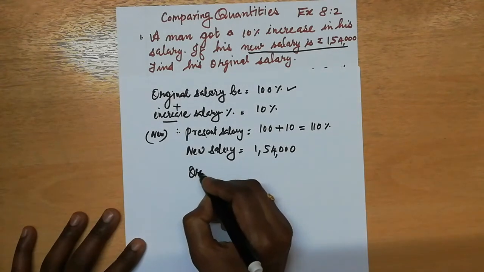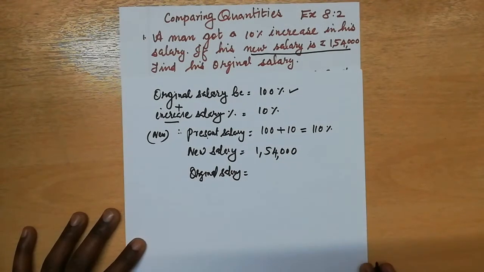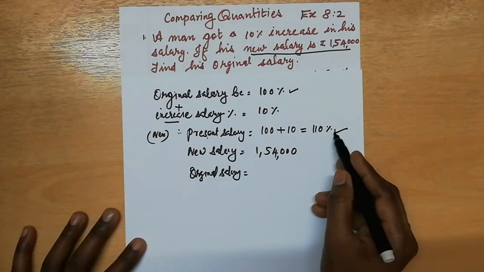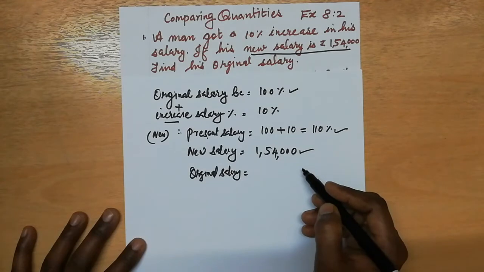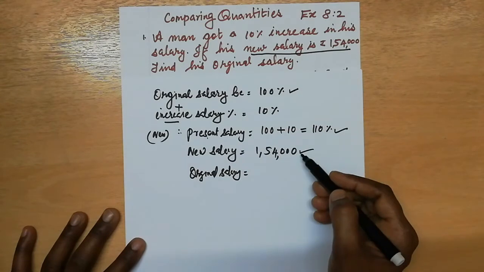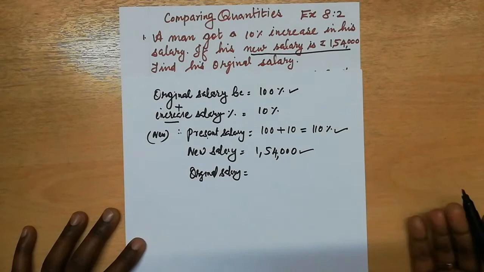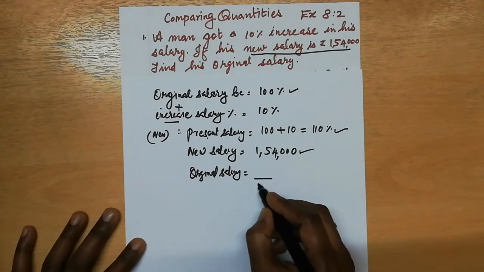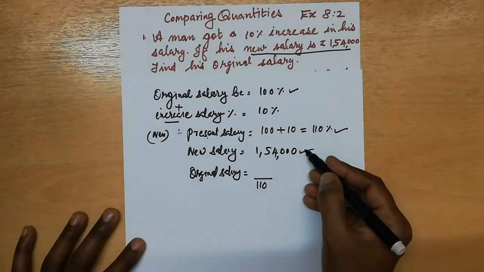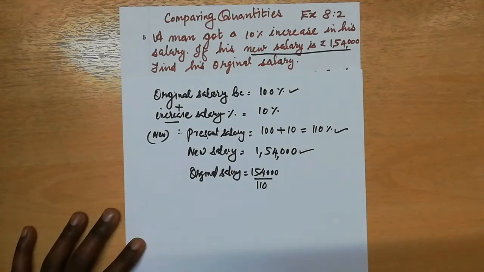Then now we have to find the original salary. How to find the original salary? We already have 110% salary. This one is in percent, this is in the amount. We have to find the original salary, which is the 100%. We know 110%, so we can write like that: 110% is 1,54,000. Clear?